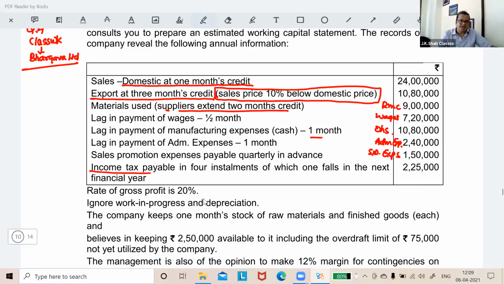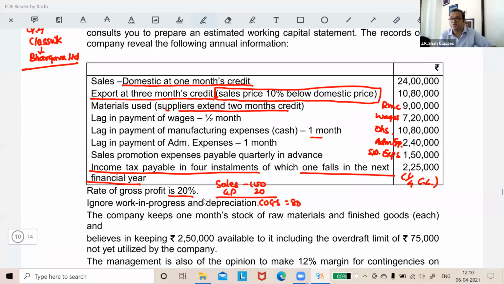Income tax is payable in 4 installments, of which one falls in the next financial year. So out of this, 1/4 would be my current liability, because 3/4 I'll pay in the same year and 1/4 falls in the next financial year. Gross profit is 20%, guys. GP 20%. So if sales is 100, then GP would be 20. Then COGS would be how much? 80. Come on, guys, tell me you all agree with this?